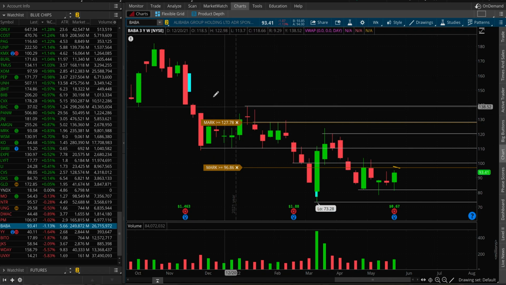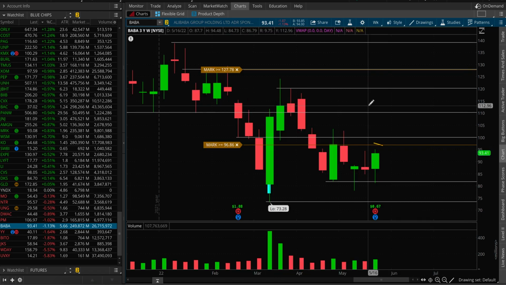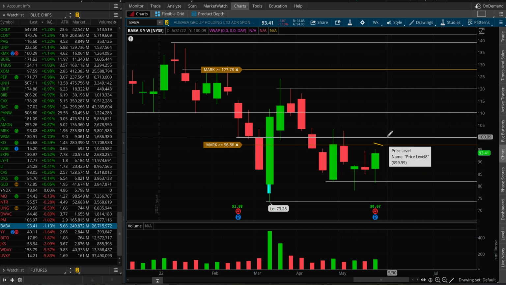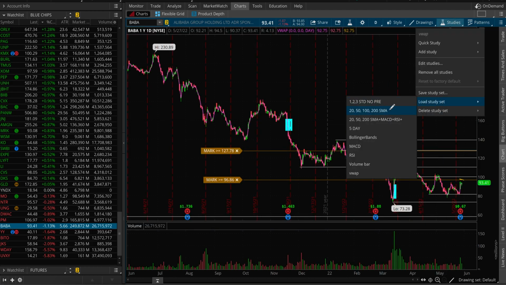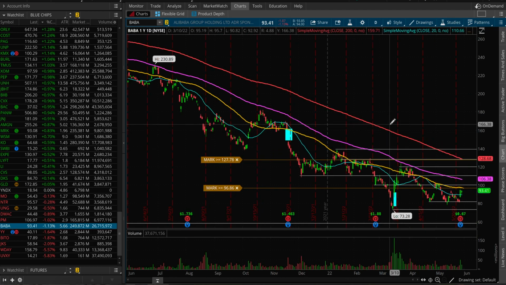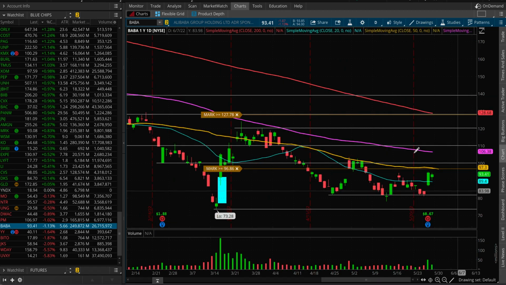On lower time frames, I have lots of resistances here. First level would be this yellow line. I'm going to show you on a daily chart. I'll pull up moving averages. As you can see on my chart, the 100-day moving average is this purple line, the 200-day moving average is this red line, and this yellow line represents the 50-day simple moving average.